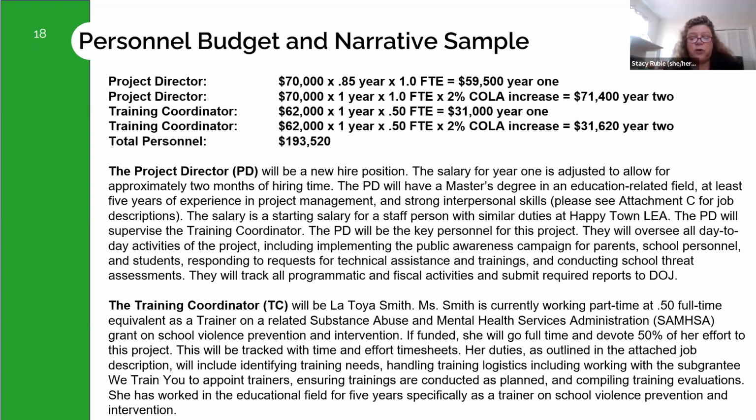Now, you'll notice under the training coordinator position, I note that this person is already working 0.50 full-time equivalent as a trainer, and then this job will take them to full-time. The reason that I note that is because part-time positions can be hard to keep people in. They have a higher turnover rate. So I wanted to point out to the reviewers that this person would end up being full-time, so likely you wouldn't have that same issue of high turnover.